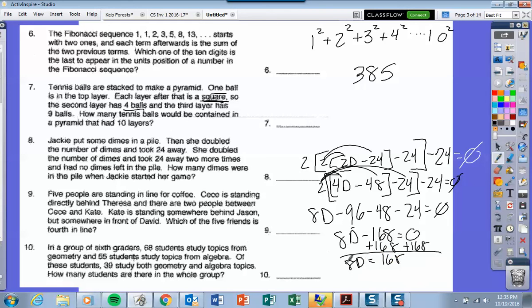I want to undo this multiplication, so I'm going to divide by 8. Divide by 8. And I see that the number of dimes that I have is equal to 168 divided by 8, which is equal to 21.